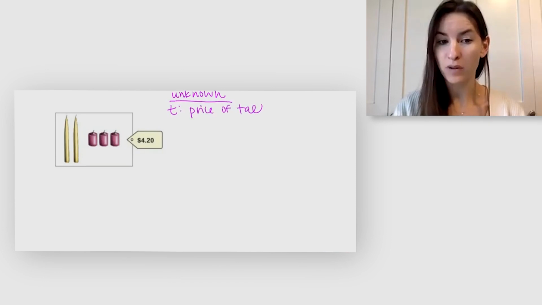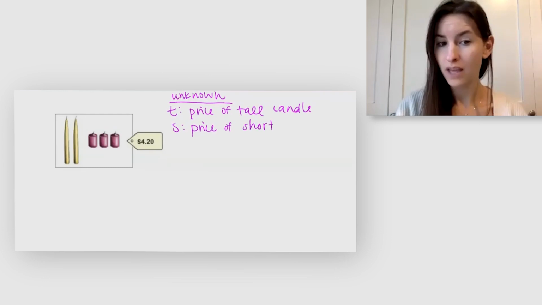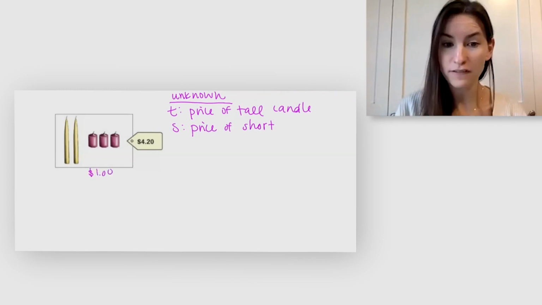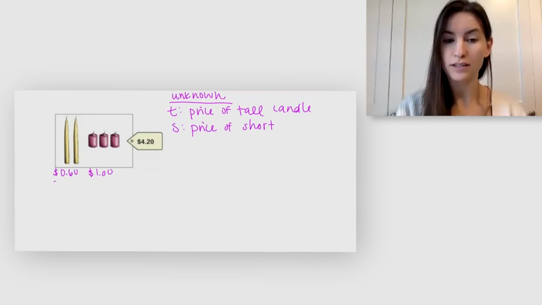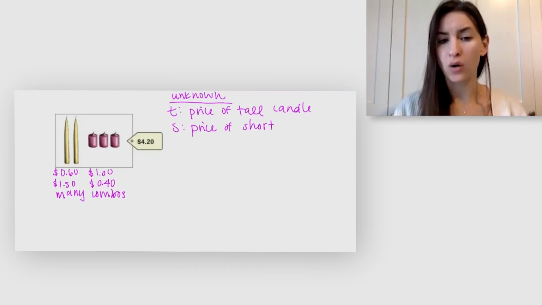Well, I can come up with a couple of possibilities based on this information alone. If each short candle costs $1, then the tall candles would be 60 cents each. If the tall candle cost $1.50, then each short candle would cost 40 cents each. We could come up with many other combinations of prices that would result in a total of $4.20. We do not know which candle is more expensive, so we have no way to narrow down these possible prices.